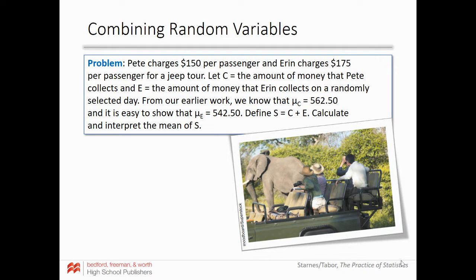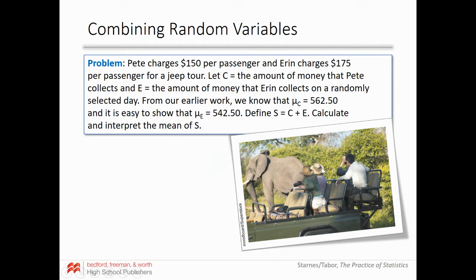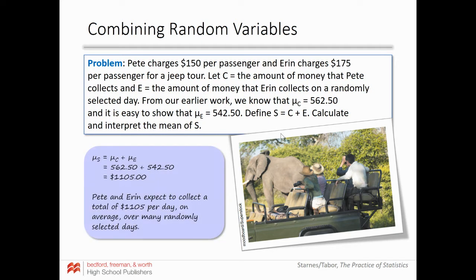So if Pete charges $150 per person, we calculate and interpret the mean and standard deviation, or sorry, the mean of S. So S is just a combination of the two by adding, so the means are just going to be added. 562.5 plus 542.5 is $1,105. So Pete and Erin expect to collect a total of $1,105 per day on average over many, many randomly selected days.